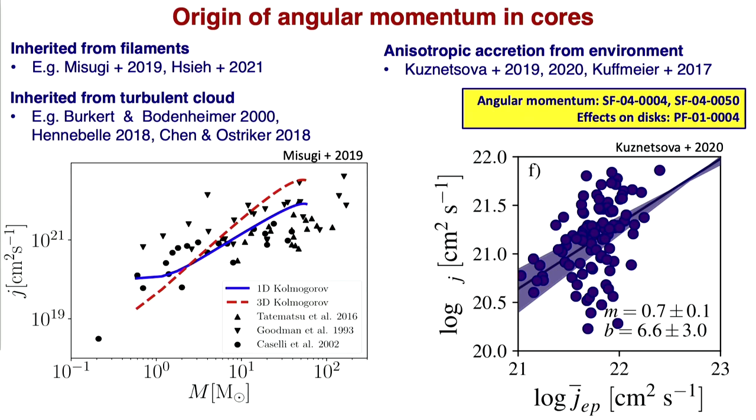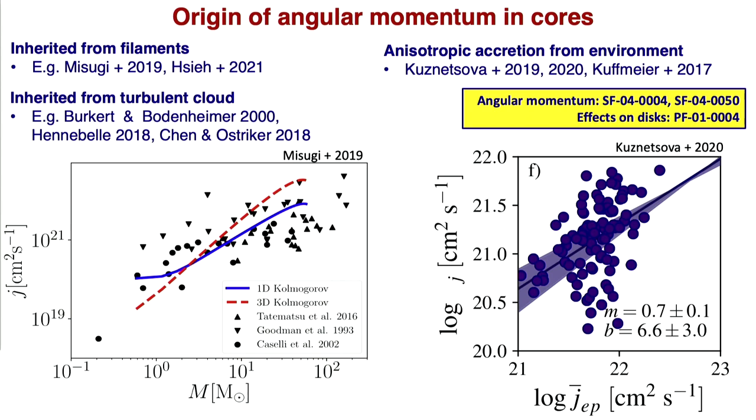Where is this angular momentum coming from? Kind of stepping back a little bit. So we've heard that if we have cores that are fragmenting from filaments, there's a paper showing that you can get the observed specific angular momentum dependence with mass, if that angular momentum is inherited from the filament. You also have studies that show that you can get the same relation if it's inherited from the turbulent cloud, showing the importance of turbulence in terms of the angular momentum.